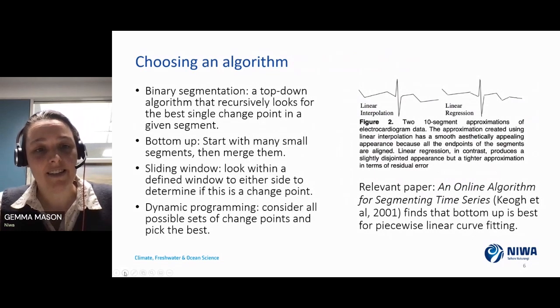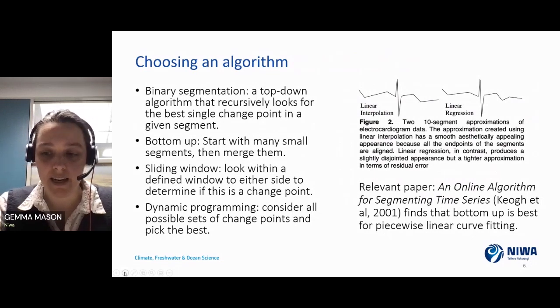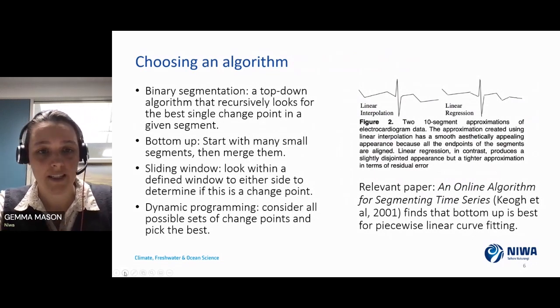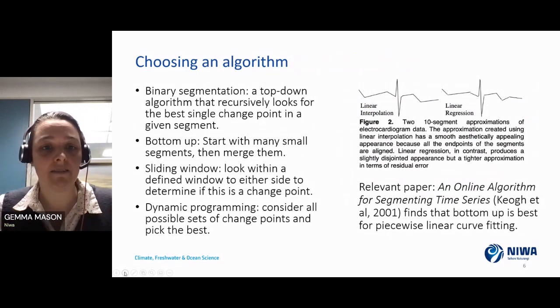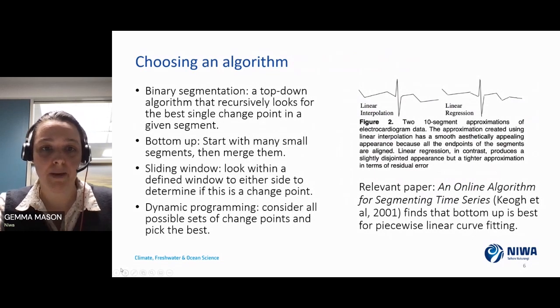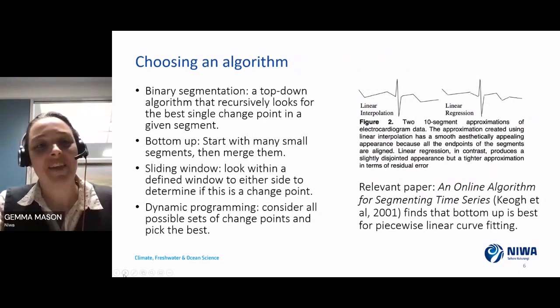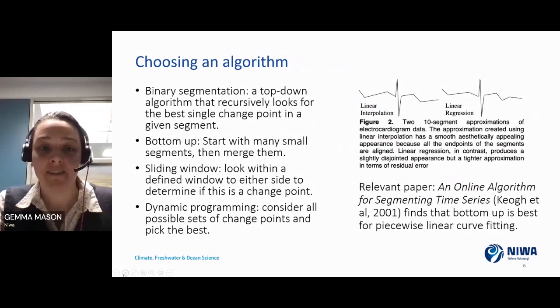For piecewise curve fitting in the literature, there's not a lot out there, but there is at least one very nice paper titled An Online Algorithm for Segmenting Time Series. The reason it's a good paper is that it actually bothers to review existing offline algorithms for specifically linear regression over curves. And it tests a top-down approach, which is binary segmentation, a bottom-up approach, and a sliding window. And there are good intuitive reasons for this to be the case.